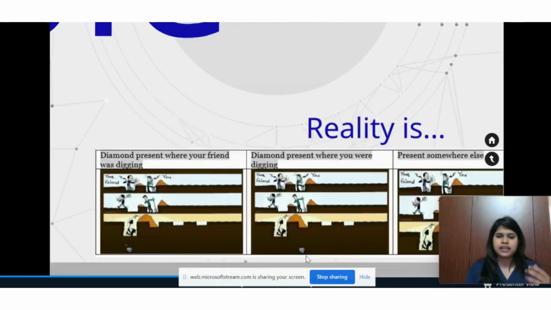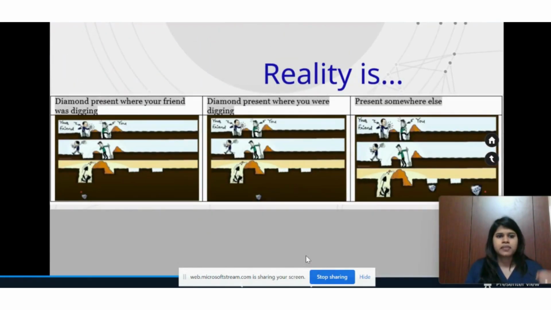But actually, there are different scenarios. A diamond may be present when your friend is digging, and when you're digging, it might take a longer time to get a reward. Or the other case is a diamond is present wherever you're digging, like the previous case that I told you. Or a diamond is not present in either of the holes, and you have to dig somewhere else. All these things are called exploration. The agent has to explore different pits in order to get the diamond.